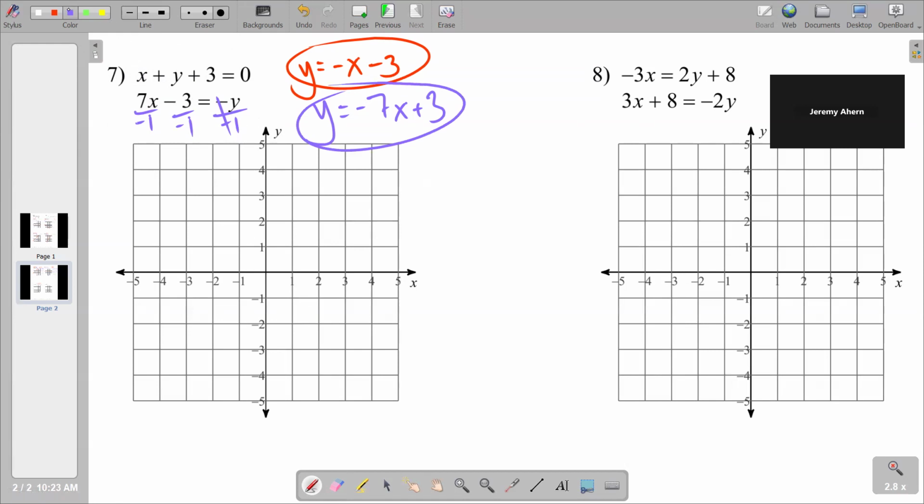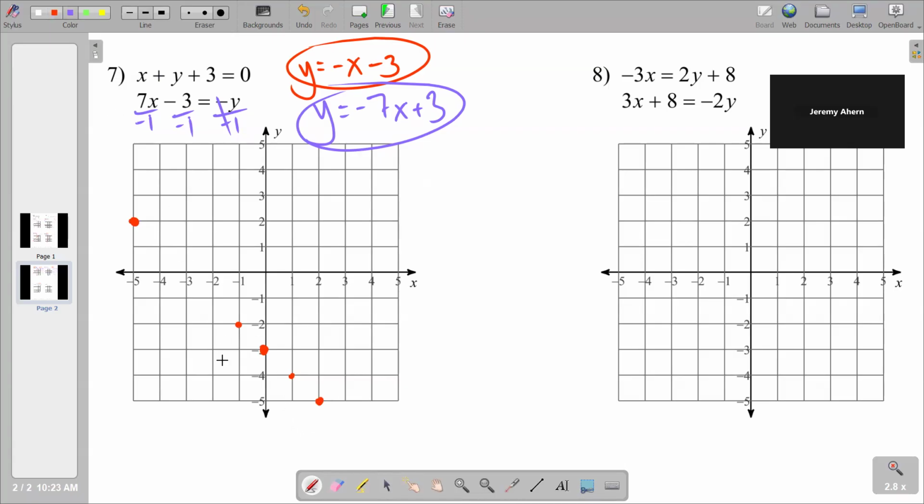Okay, now it's time to graph. How do we graph Mr. Red? What's his slope? Down, down, up, up, 1, 1. I'll take up and left. I'll also take down and right. So that's what our red line looks like. Perfect.